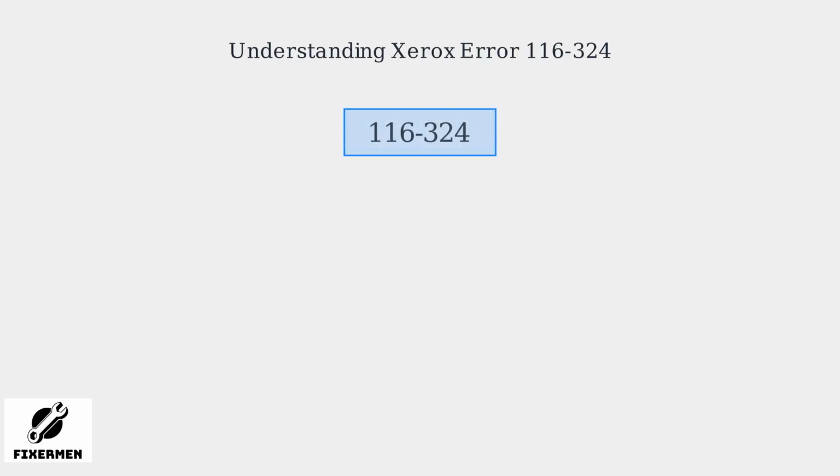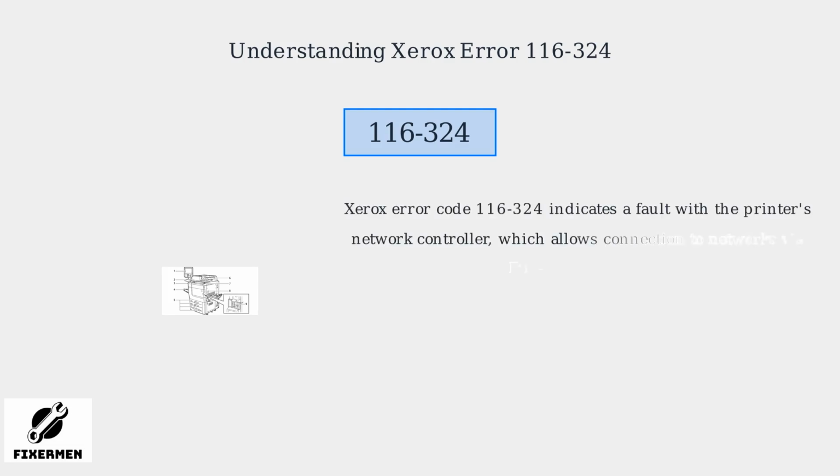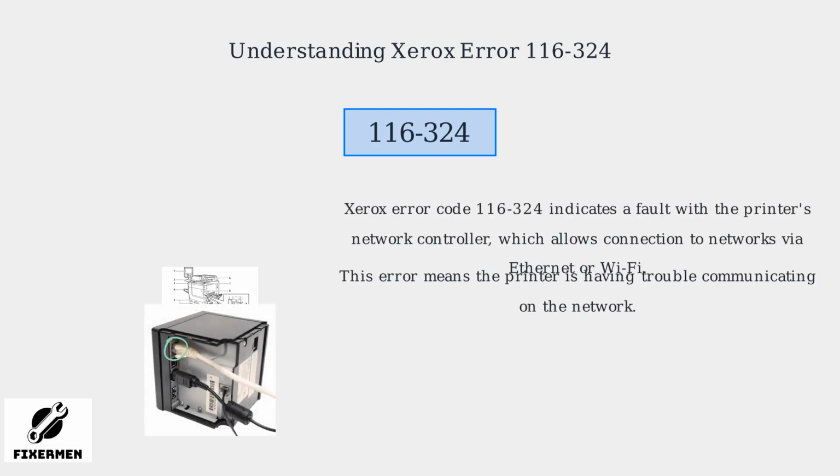Xerox Error Code 106-324 indicates a fault with the printer's network controller, which is essentially the component that allows your printer to connect to your network, either via Ethernet or Wi-Fi. This error means the printer is having trouble communicating on the network.